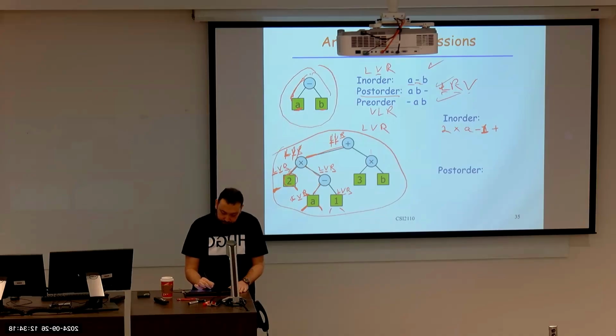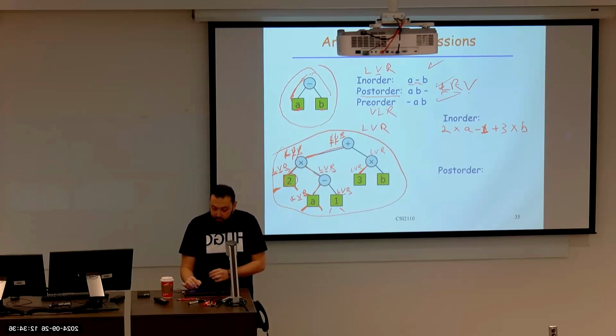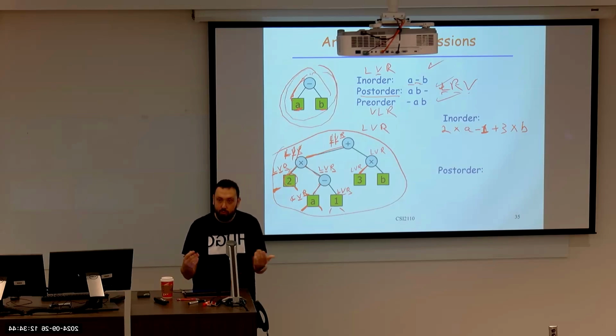Continue. Right, then another left, visit right, and then we go left. So here, visit right, there's nothing, so we're going to visit. Go 3. Go back up, times, and then B. Then B. Good. Okay, now, if you look at this, I have 2 times A minus 1 plus 3 times B.